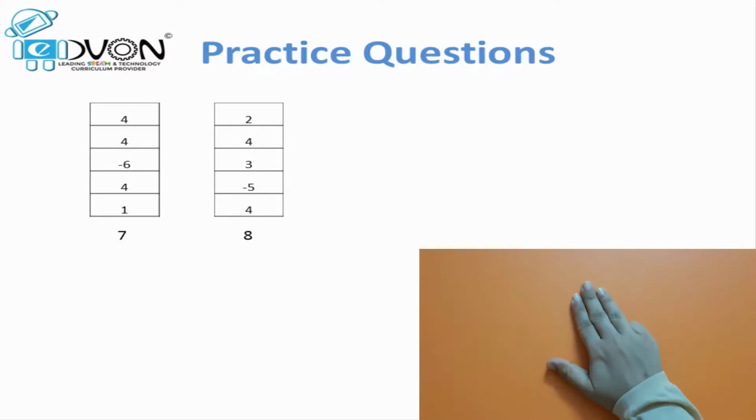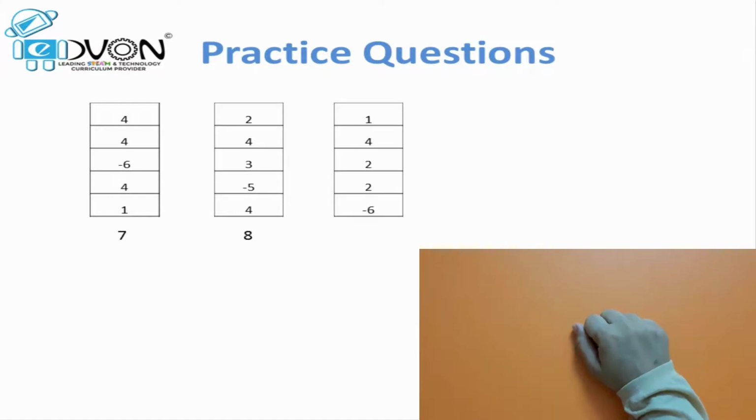Next question. 2 plus 4 plus 3 minus 5 plus 4. Answer 8. Make 0. Next question. 1 plus 4 plus 2 plus 2 again minus 6. Answer 3.